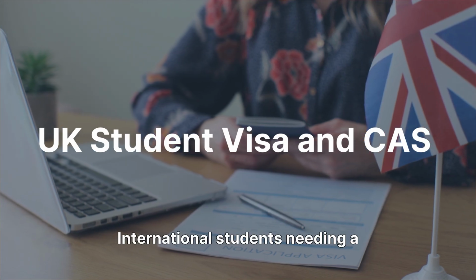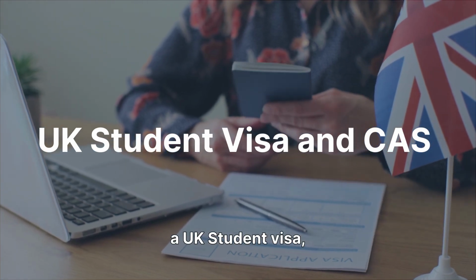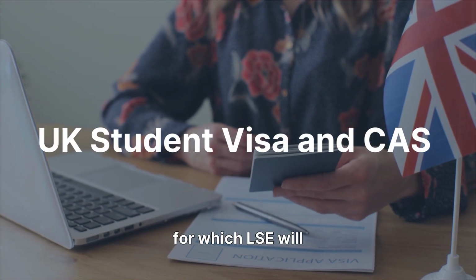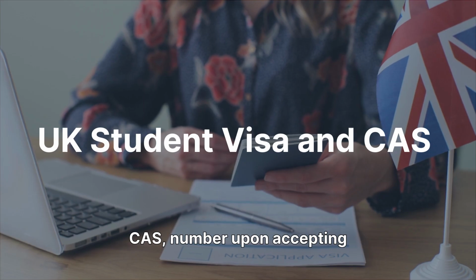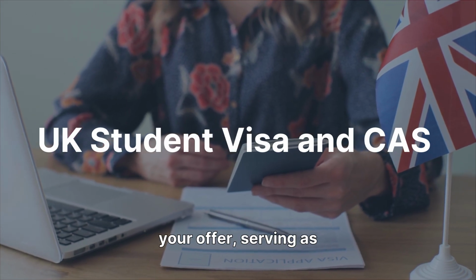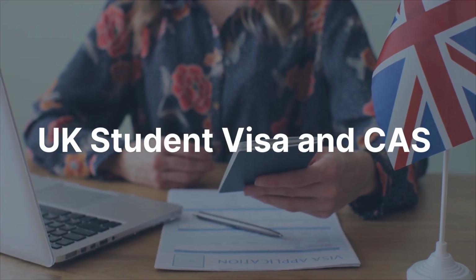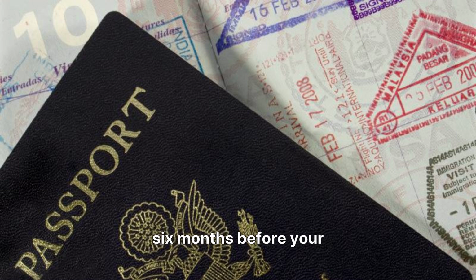International students needing a visa must apply for a UK student visa, for which LSE will issue a Confirmation of Acceptance for Studies, or CAS, number upon accepting your offer, serving as a key document in the process. You can apply for your visa up to 6 months before your program starts if applying from outside the UK, or up to 3 months in advance if you are already in the UK, allowing ample time for processing.